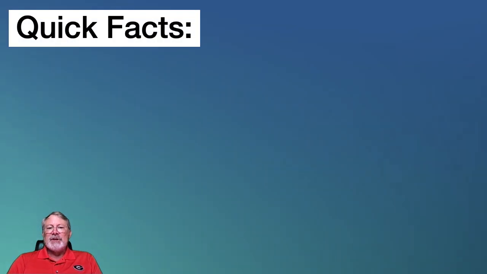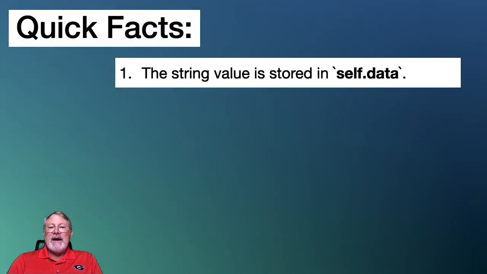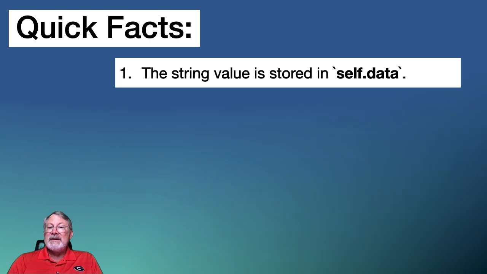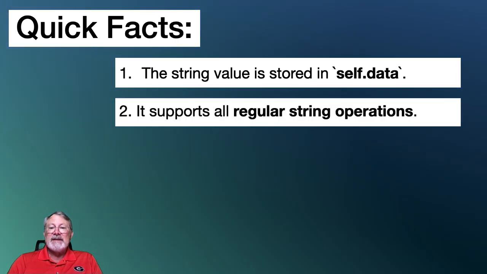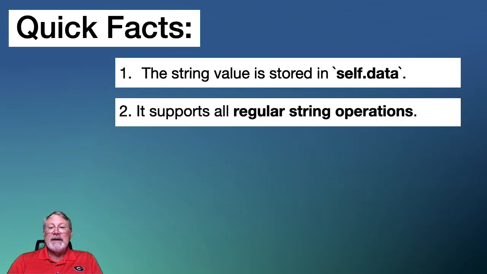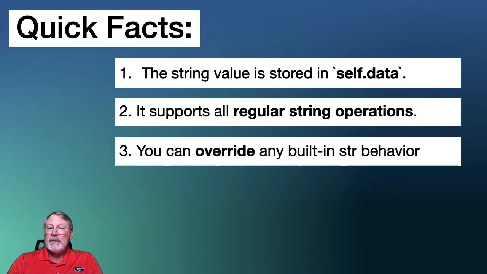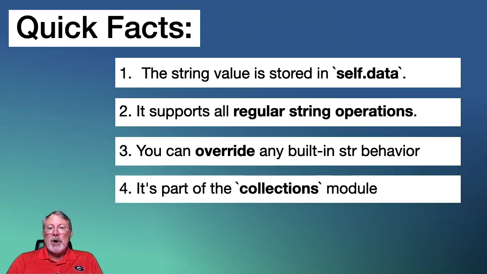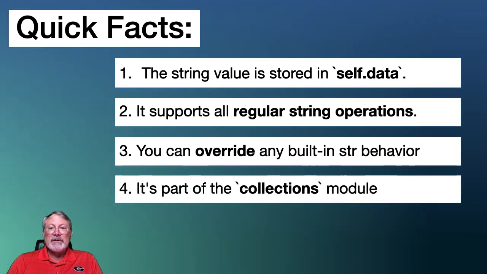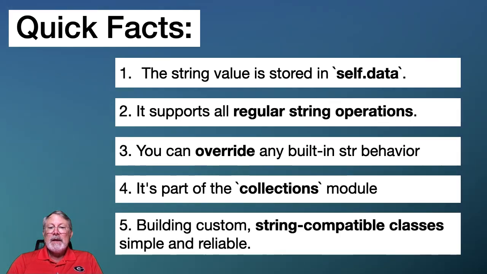Here are a few things to know. The string value is stored in self.data. It supports all regular string operations, slicing, indexing, methods like lower and find. You can override any behavior like add, getItem, or contains. It's part of the Collections module. No external libraries are needed. And it makes building custom string-compatible classes simple and reliable.